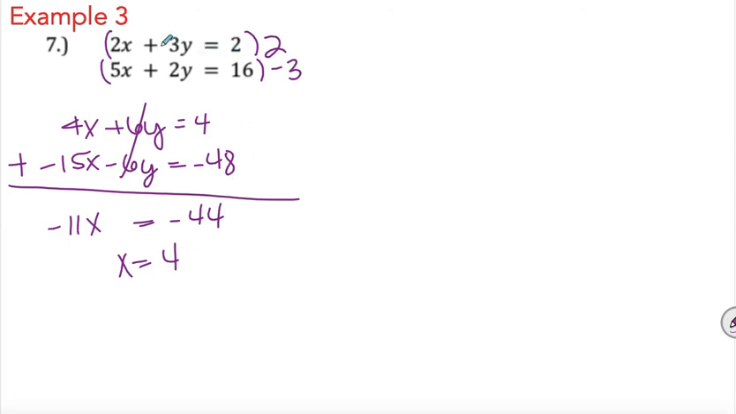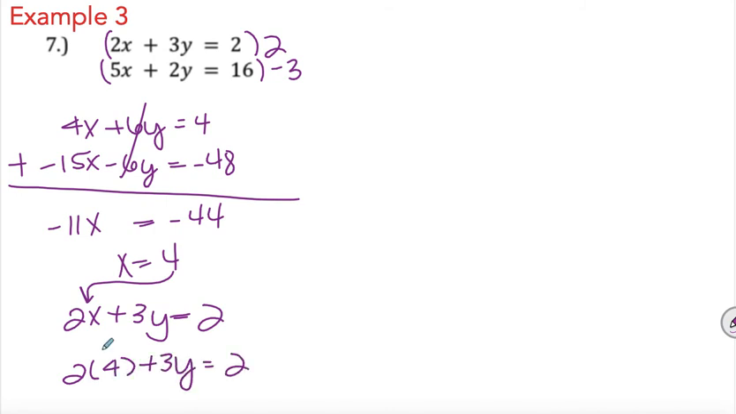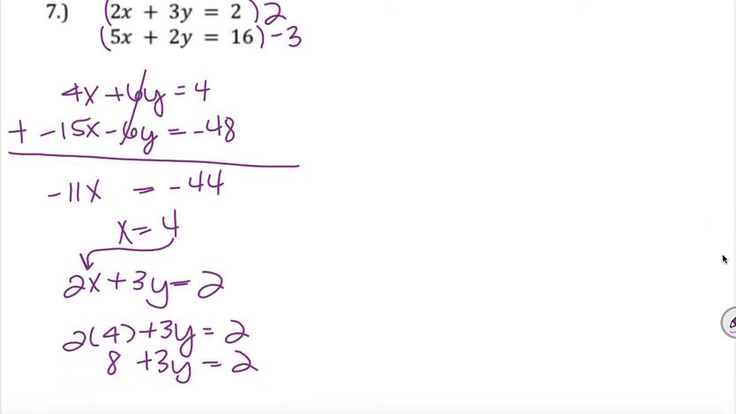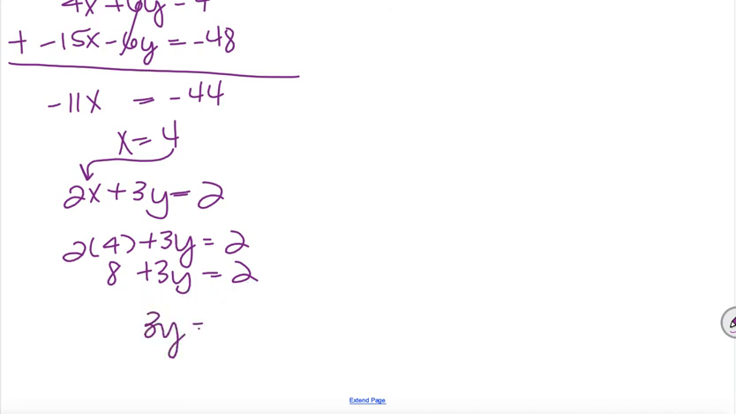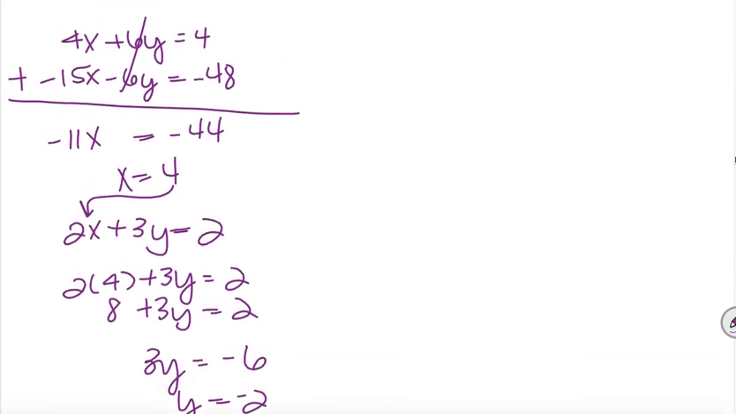Plugging back in, I'm going to choose the top equation just because it's a little bit simpler numbers to work with here. So I'm going to have 2x plus 3y equals 2, and I'm going to plug this 4 in for x. So 2 times 4 plus 3y equals 2. 2 times 4 is 8. Simplifying, I'm going to subtract 8 from both sides. I'd be left with 3y equals negative 6. Divide both sides by 3. And my answer there would be negative 2. So my ordered pair that I think is correct is 4, negative 2.